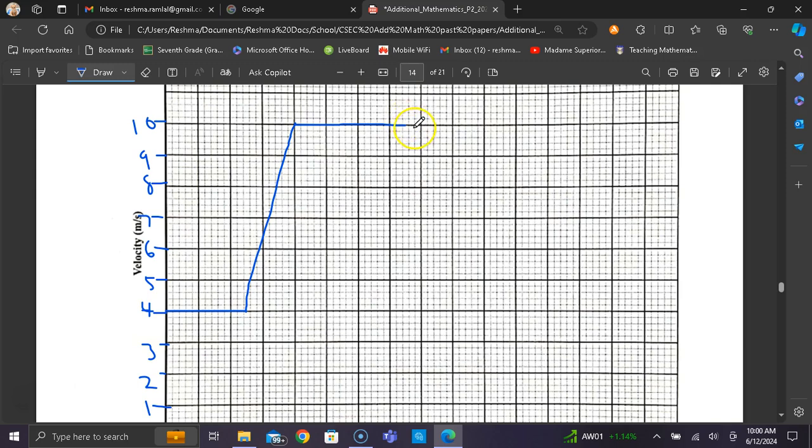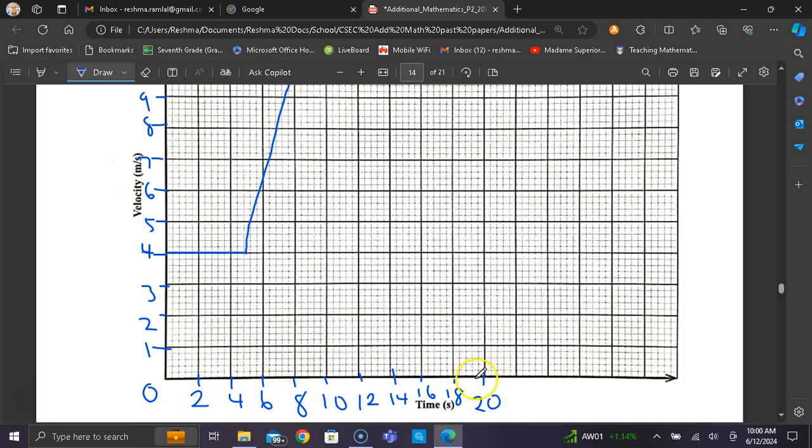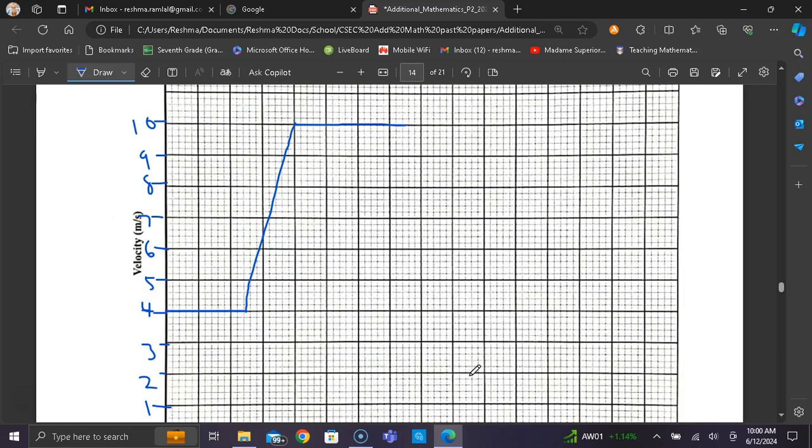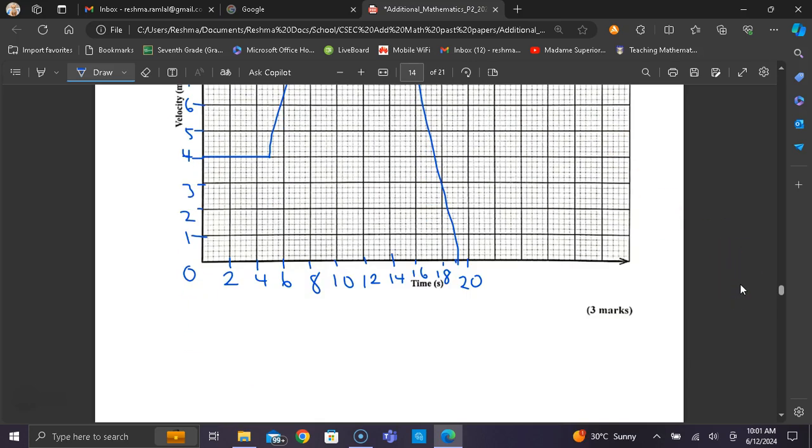And then the last stage, it slows uniformly until it comes to rest after 4 seconds. So 15 and 4, 19. So it comes to rest at 19 seconds. So that's at this point here. So I'm just going to place a little marker here. We're just going to join, and zoom back out. Okay, so that's our sketch for 3 marks.